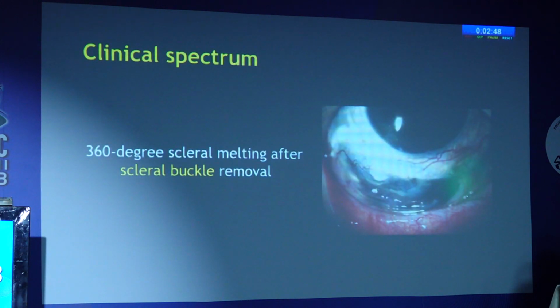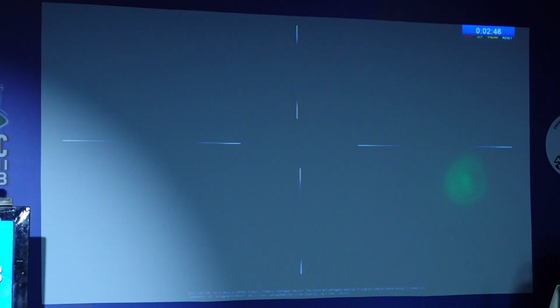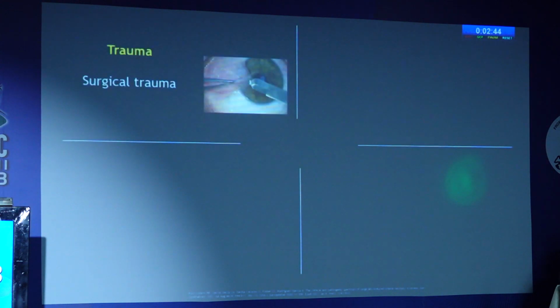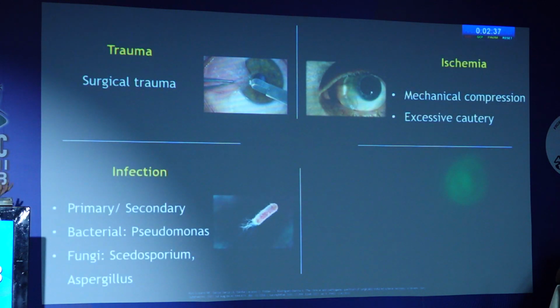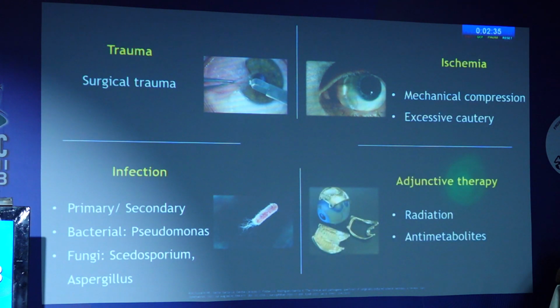So what is causing this necrosis? There are various mechanisms involved in the pathogenesis, like any surgical trauma to your sclera, any tight mechanical compression due to a scleral buckle, excess use of cautery, infection, use of metabolites or radiation. But today we are going to speak in detail regarding our main culprit, that is your autoimmunity. 63% of the patients have an underlying autoimmune disease, most commonly rheumatoid arthritis and granulomatosis with polyangiitis.